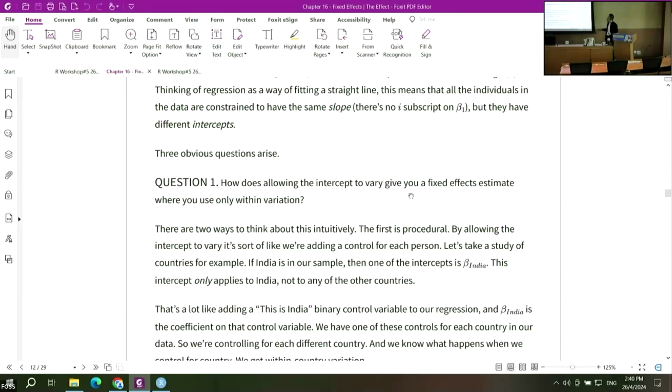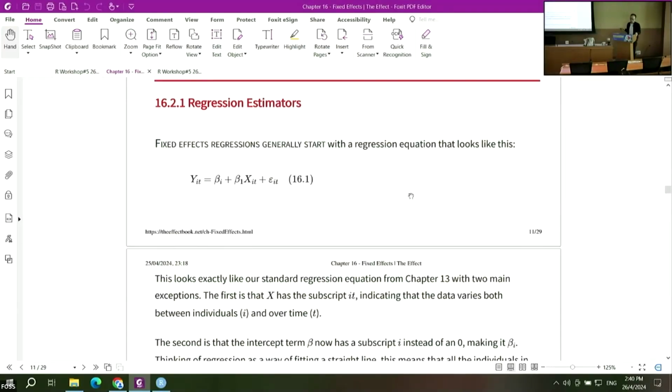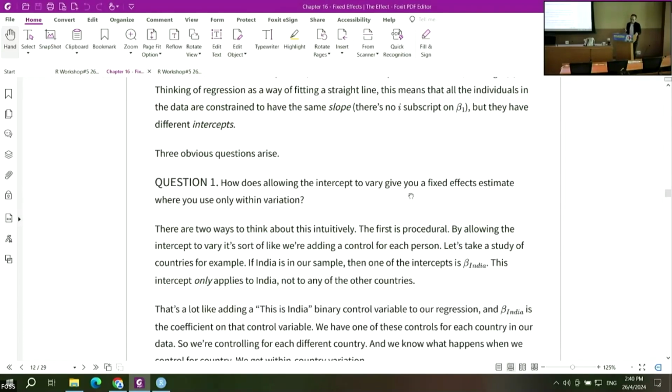With this, there are going to be three obvious questions coming up when using fixed effects in the typical regression. The first question is, how does allowing the intercept to vary give you a fixed effect estimate where you use only the within individual level variations? Let me repeat myself. The first question is, how does allowing the intercept to vary, which means on the individual level, give you a fixed effects estimate where you use only within variation?